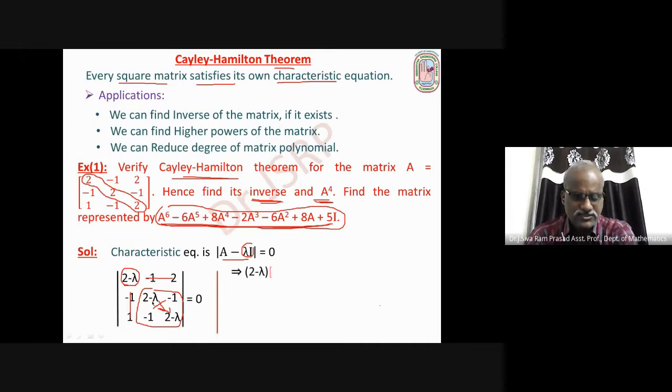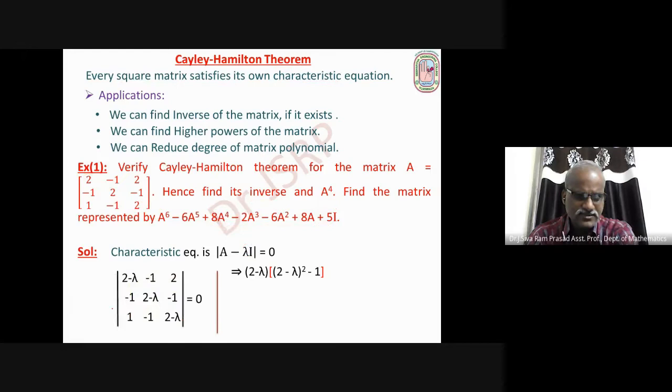So 2 minus lambda into (2 minus lambda) whole square minus 1. This is the first term. Next, what is the next term? Alternatively, we get plus or minus. Minus 1 into, remove the row and column in which it lies. So remove first row and first column. So the determinant of this: minus 1 into 2 minus lambda minus 1 into 1. So minus 1 into minus 1 into 2 minus lambda minus 1 into minus 1.